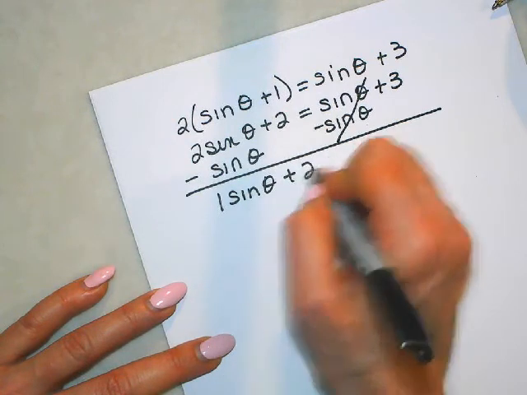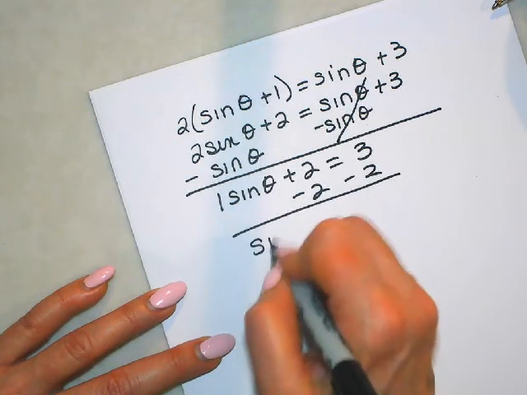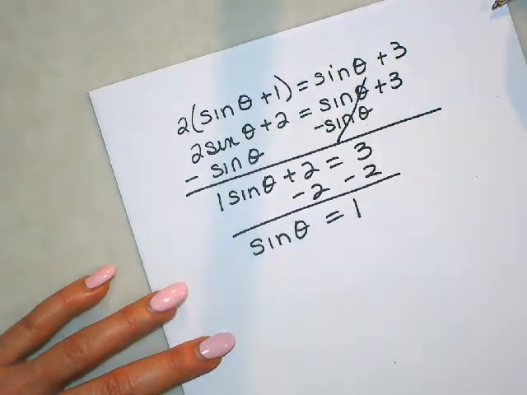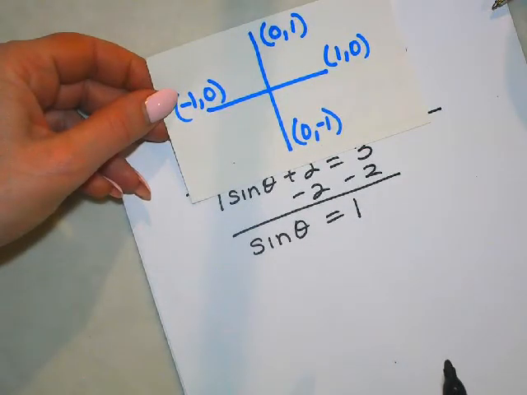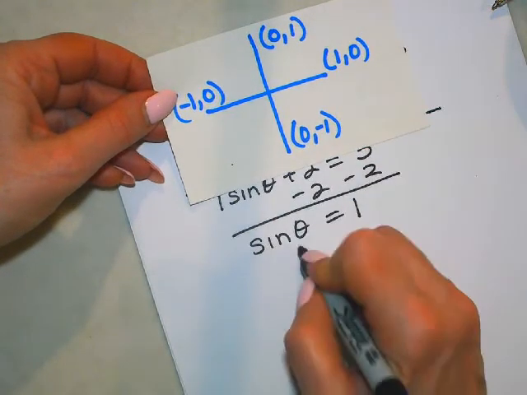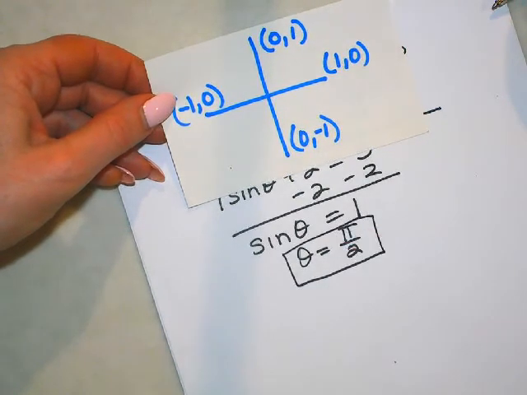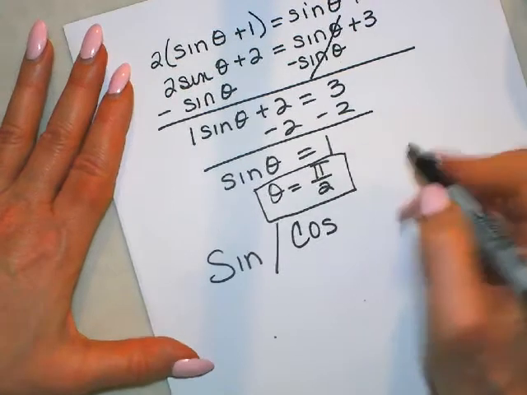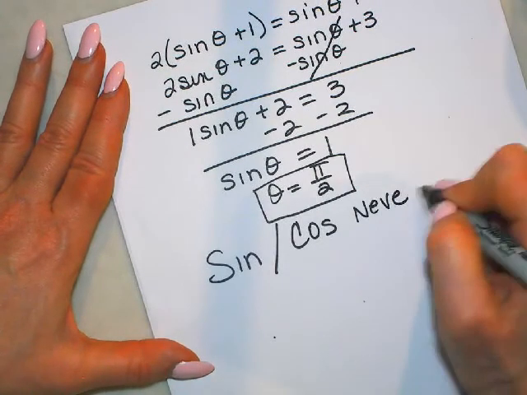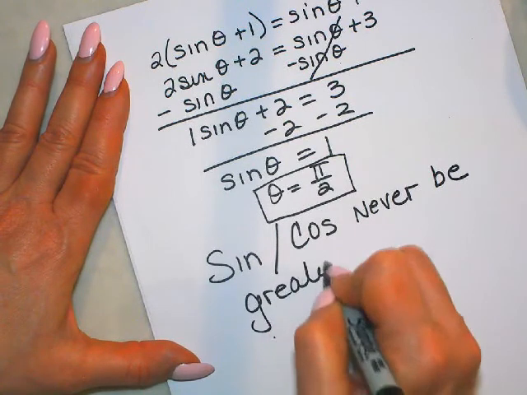2 minus 1, 1 sine theta. Sine theta equals 1. Ooh, 1. Who has a sine of 1? That's a quadrantal. Sine is your y value. There it is. This only has one answer, pi over 2. Don't forget your quadrantals. And don't forget that sine and cosine can never be greater than 1.